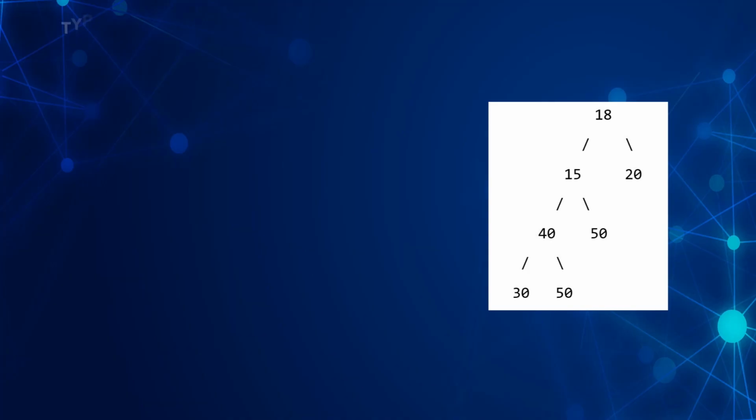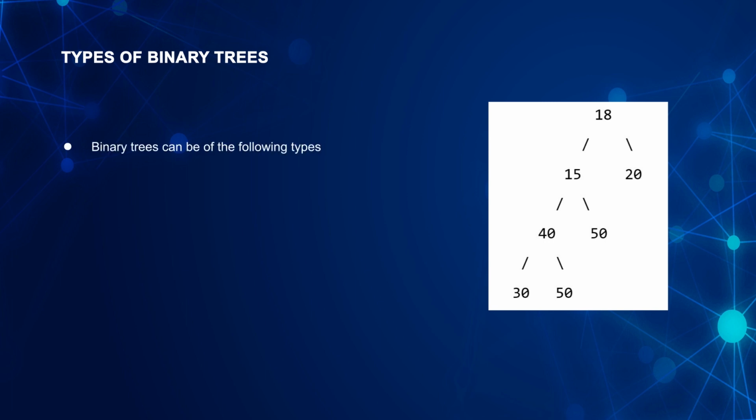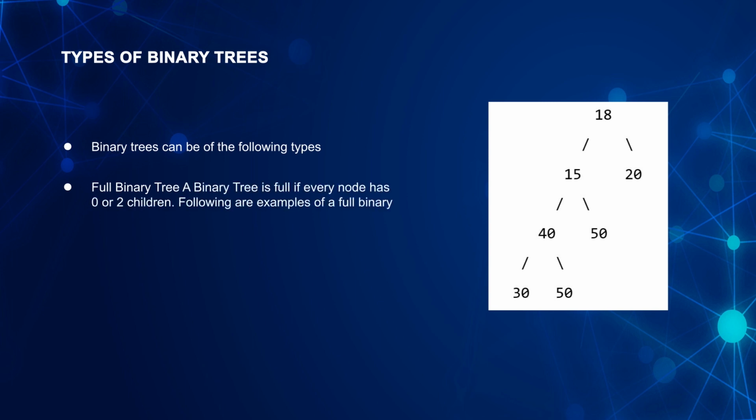So, types of trees. A binary tree can be of the following types, like the full binary tree. A binary tree is a full binary tree if every node has 2 or 0 children. Having only a single child is not possible inside a full binary tree; it is either 0 children or 2 children.